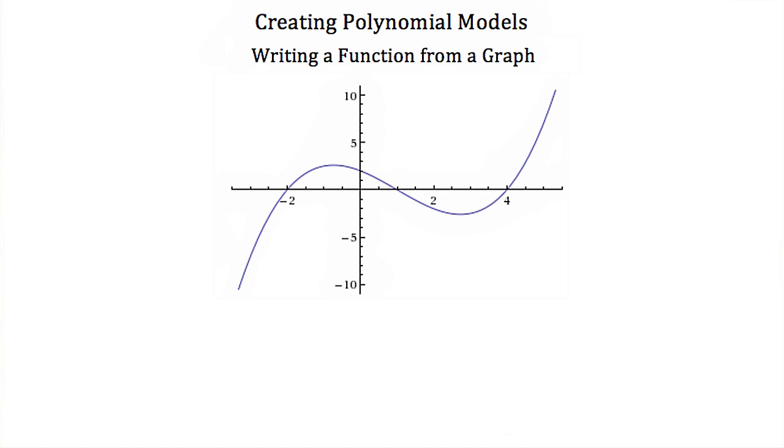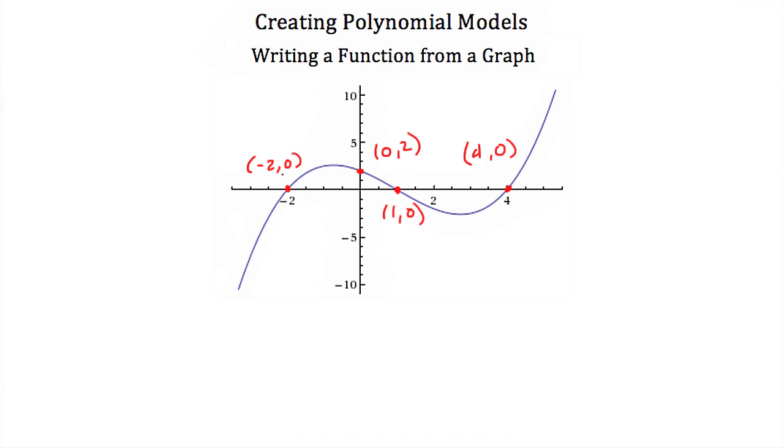graph. There are several. The first ones we're going to look at are our x-intercepts. Here we have an x-intercept of negative 2, 0. Here we have an x-intercept of 1, 0. And then here we have an x-intercept of 4, 0. Now there's one more point that we can find. Here we have a y-intercept of 0, 2.